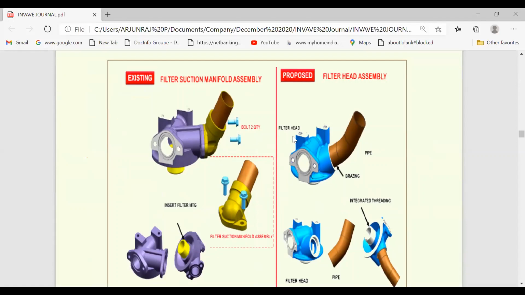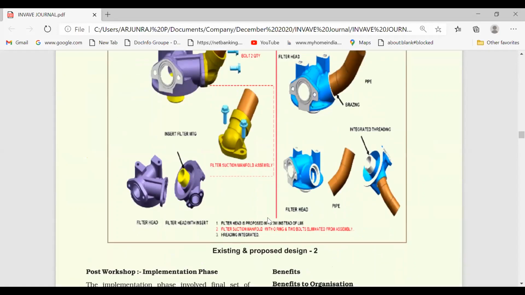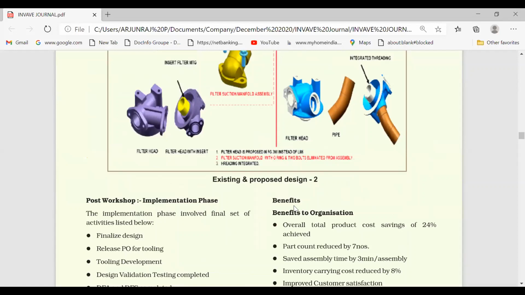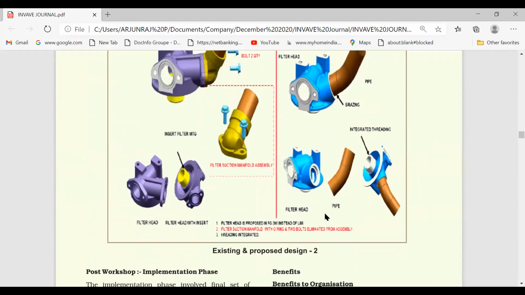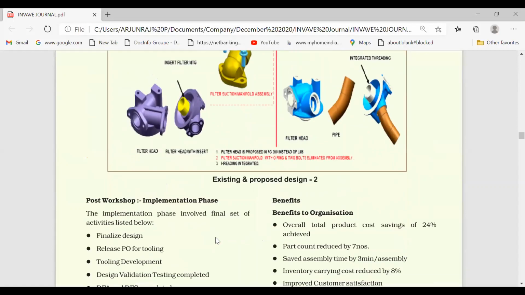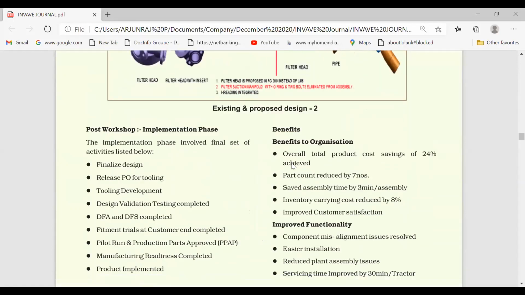This is how the existing and modified designs look. We are going to eliminate this part completely. This is the pipe, the integrated one with threading. Here you are going to reduce 24% of the cost, and reduce the number of components by 7. You are also going to save 3 minutes for one component assembly. You are going to reduce the cycle time and the inventory cost.